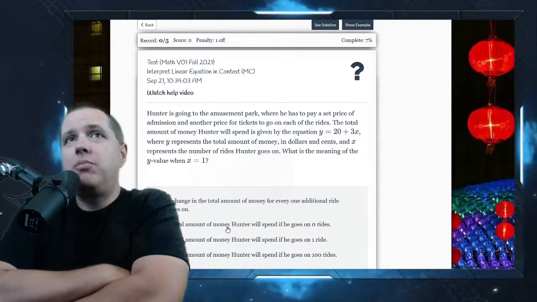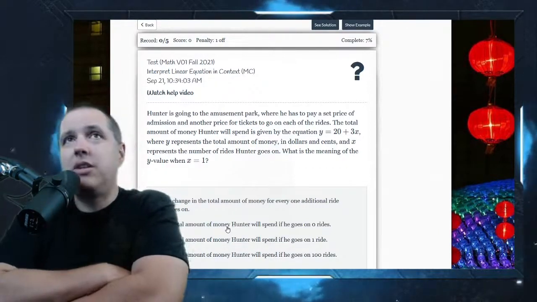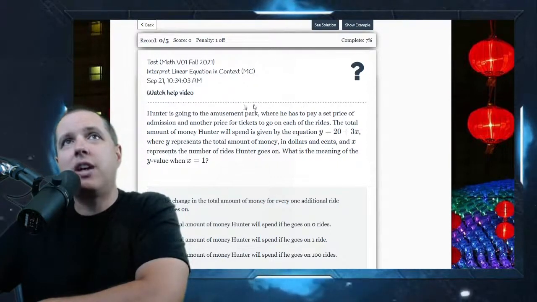X equals 1 would be the amount of money spent to go on one ride. Right? I mean, it's literally just right there. So I know sometimes people get overwhelmed when they have to read this much, like a full paragraph.